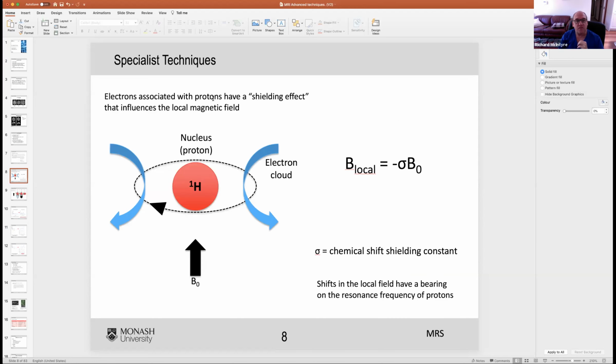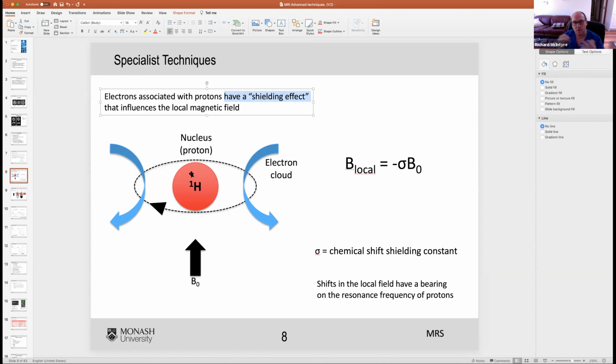Okay, so electrons associated with protons have a shielding effect. We can see that a proton nucleus, say hydrogen, since we mostly scan hydrogen, spins at a resonant frequency that we know. We've discussed water and fat and how they spin at different frequencies, and that's dependent on the electrons and their makeup.